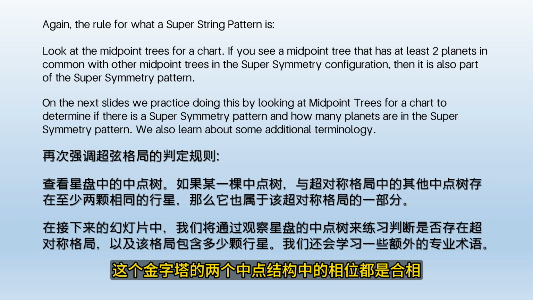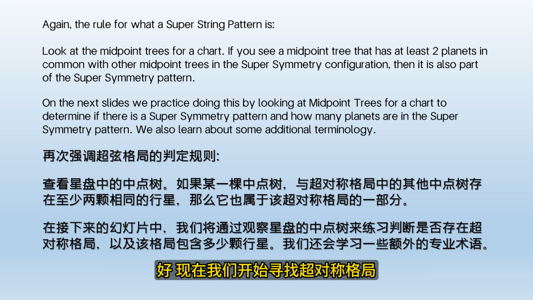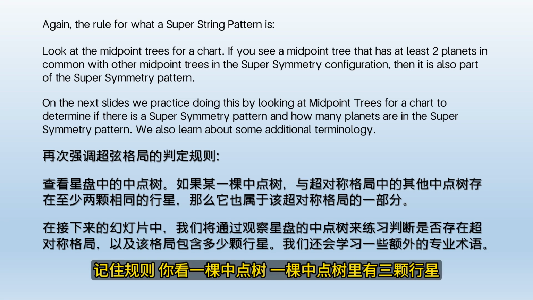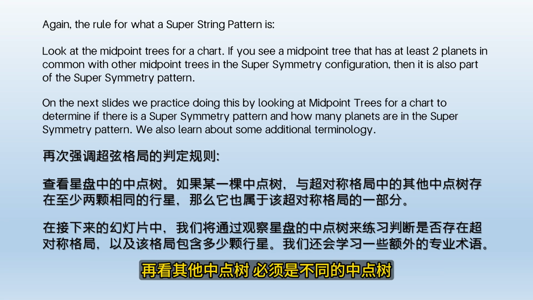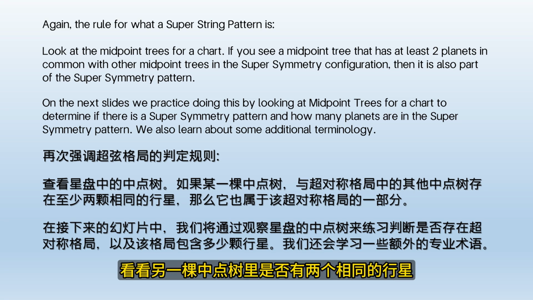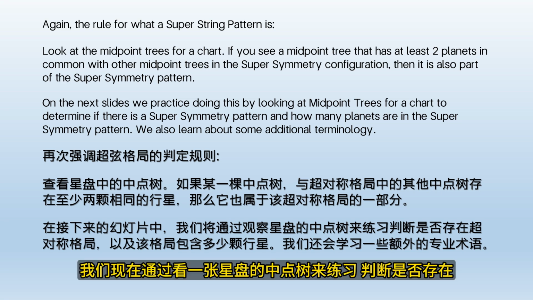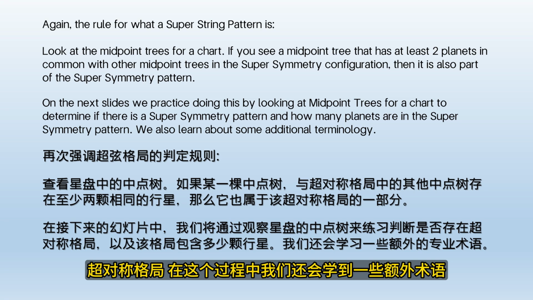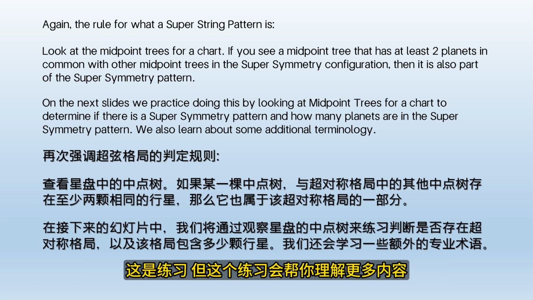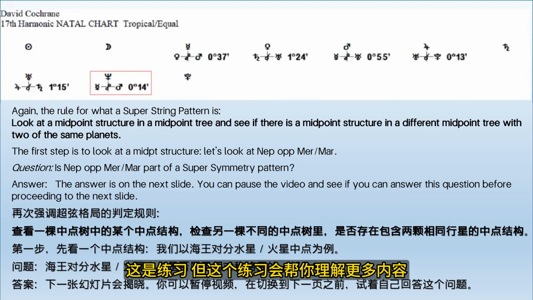Okay, now we're going to start finding supersymmetry patterns. And remember that the rule is you look at a midpoint tree. There are 3 planets in the midpoint tree. Look at other midpoint trees, not the same midpoint tree, must be in a different midpoint tree, and see if there are 2 planets in common in the other midpoint structure. So we're going to practice doing this by looking at midpoint trees for a chart and determine if there is a supersymmetry pattern. And in the process of doing this, we're going to learn some additional terminology. So this is practice, but the practice is going to open up awareness of a few more possible things.